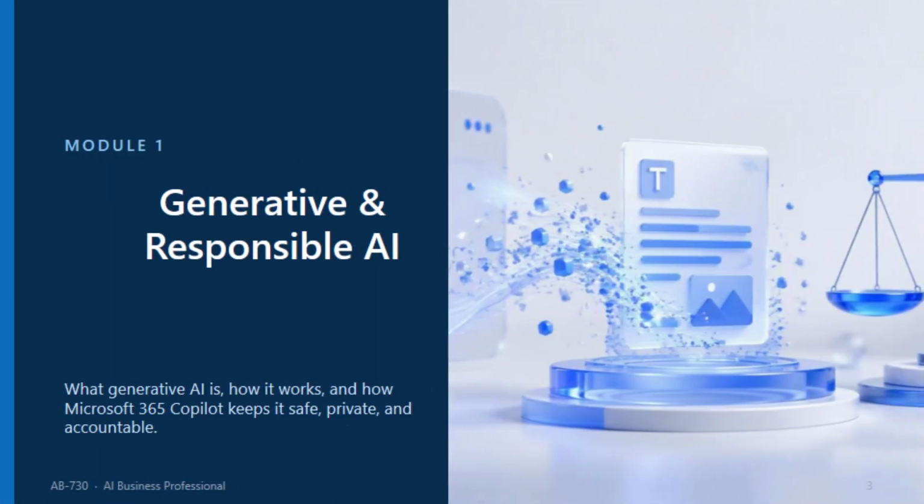Module 1 covers what generative AI is, how it works, and how Microsoft 365 Copilot ensures safety, privacy, and accountability. You'll review model types, the 6 responsible AI principles, and Copilot safeguards. Expect exam questions about these principles, data privacy, over-reliance, and the fact that Copilot is not trained on your data.